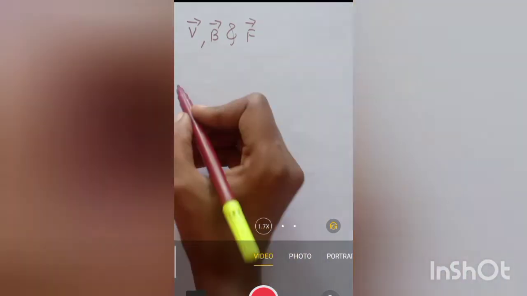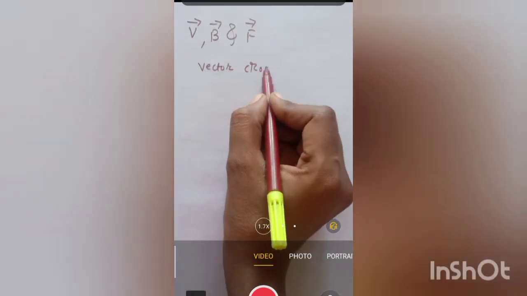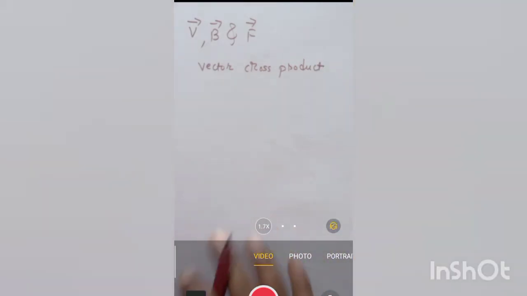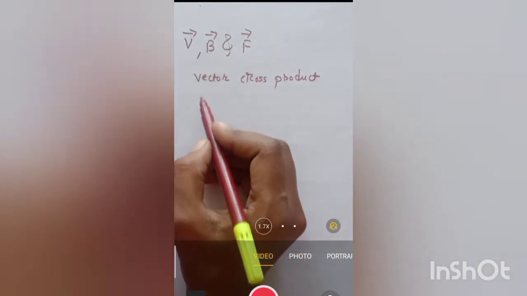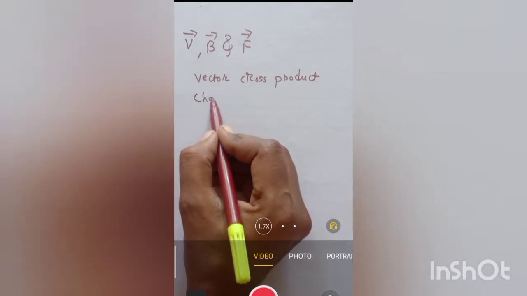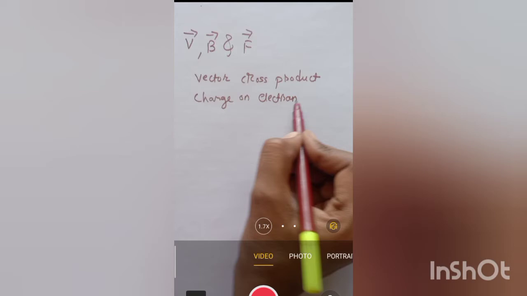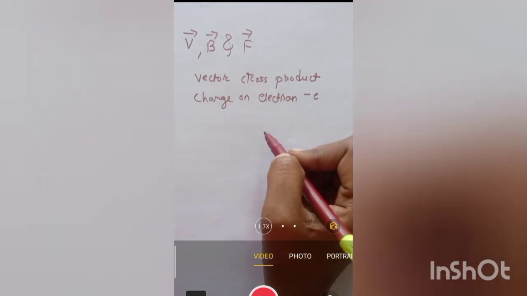Means they follow vector cross product. From this I can write, so here I am talking about electron. So the charge on electron is minus e, moving with the velocity vector v.